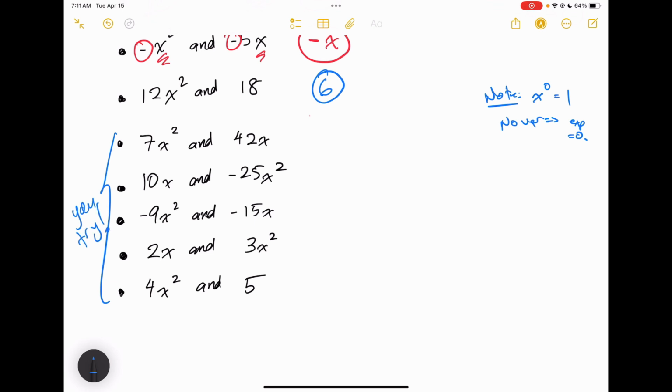Can you factor your way out of this mess? I sure hope you can. We continue our factoring adventure next time.